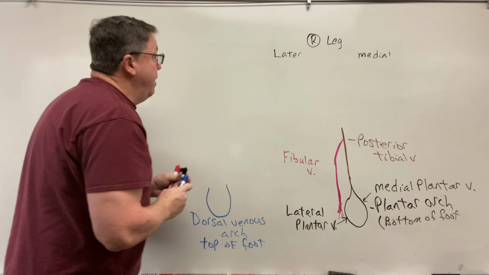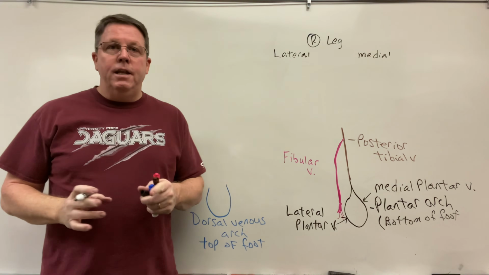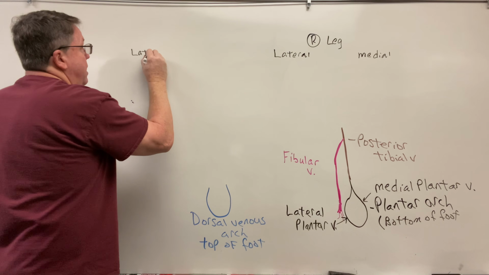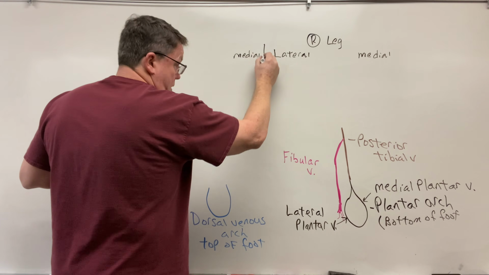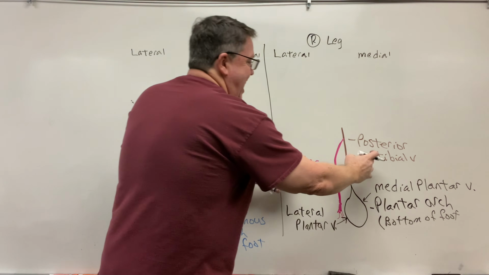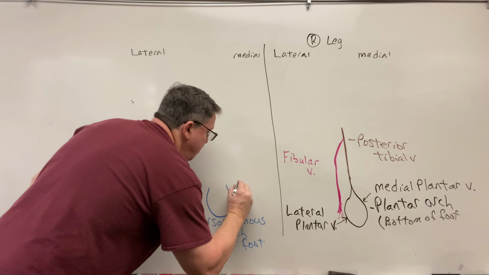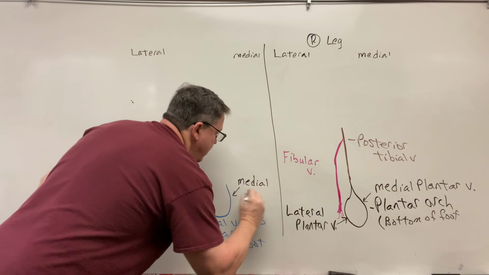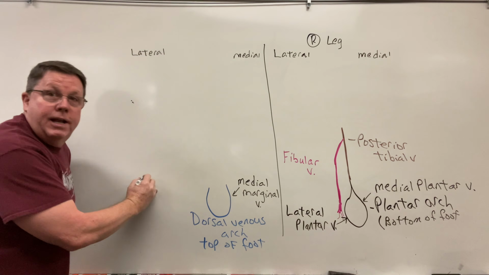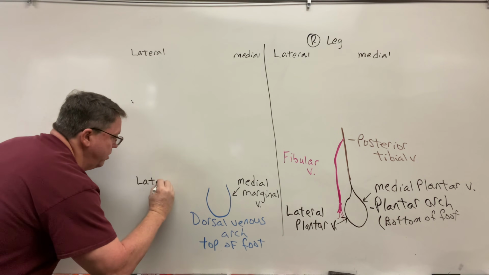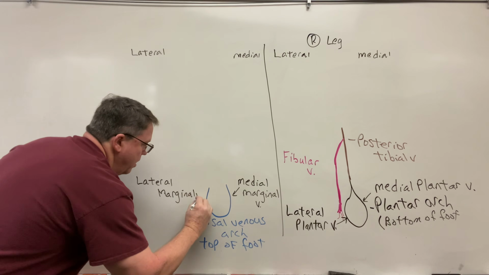Okay, and then once again, if we're looking at the right foot again, this is going to be my lateral side, and this would be my medial side. So let me draw a little line separating those. And again, this would actually be on top of this, okay? So over here, I would have my medial marginal vein, and over here, I would have my lateral marginal vein. It would be right there.